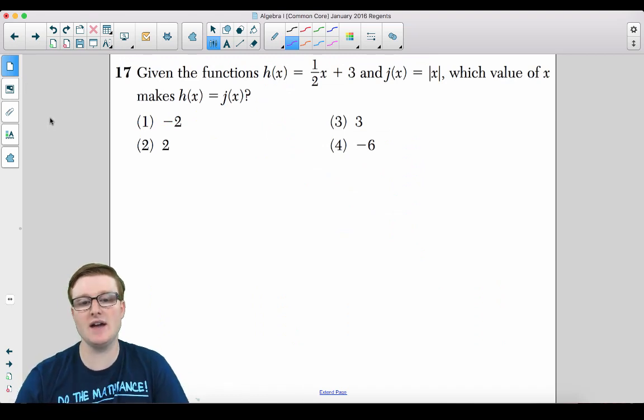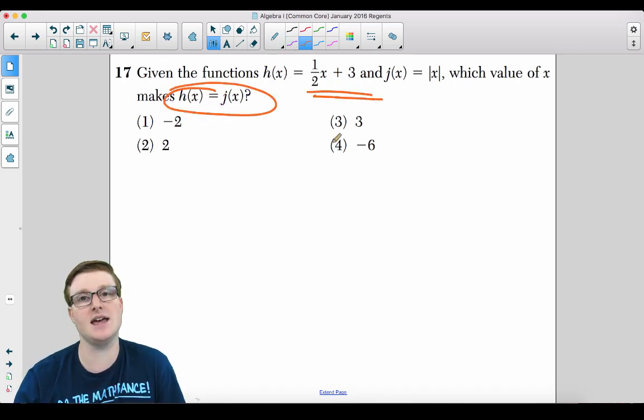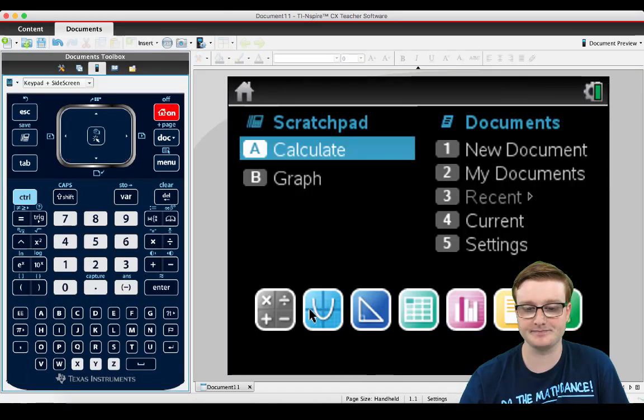17. Given the functions h of x equals 1/2 x plus 3 and j of x equals the absolute value of x, which value of x makes these two equations equal to each other? So your job is to take this and graph it, and take this and graph it. So go right to your calculator.